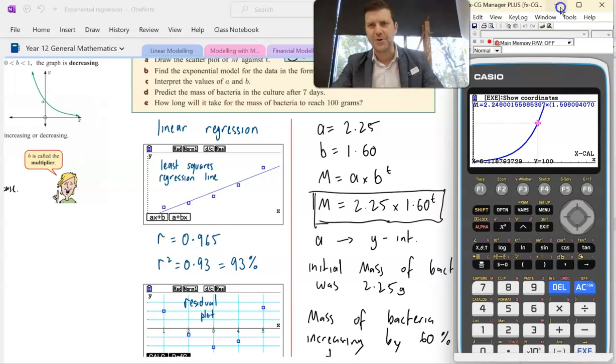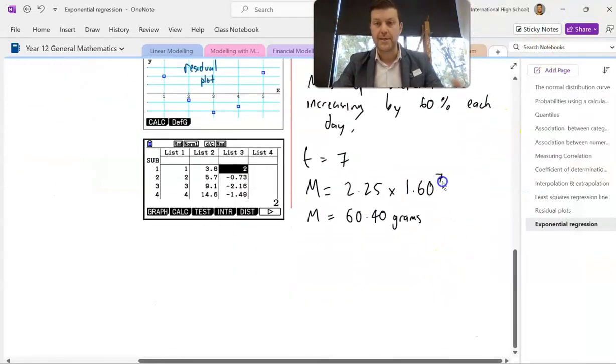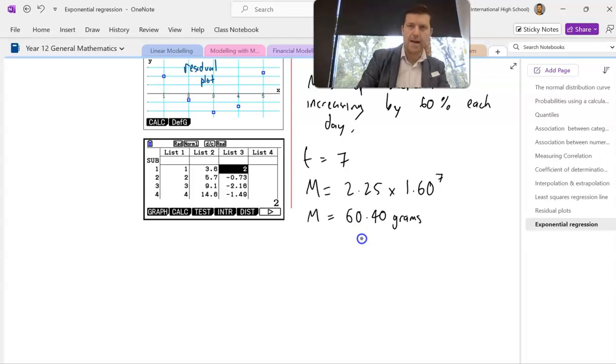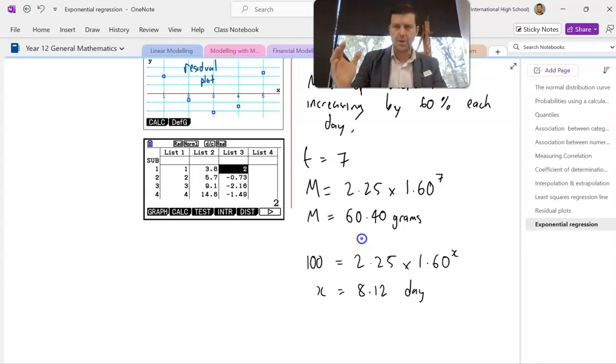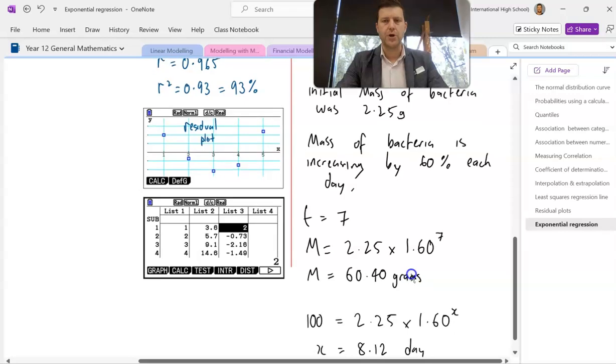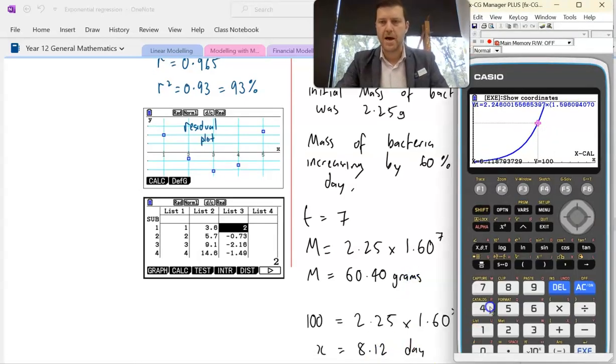It's actually 8.12. Of course, it's going to be bigger than 6 because we know that at 7 days, the mass was 60 grams, so it needs to be more than 7 days. So it's actually 8.12 days. So when we're looking for 100 grams is equal to 2.25 times 1.60 to the power of X, in that case, X is equal to approximately 1.2 days. So when will the bacteria have a mass of 100 grams? In approximately 8.12 days.